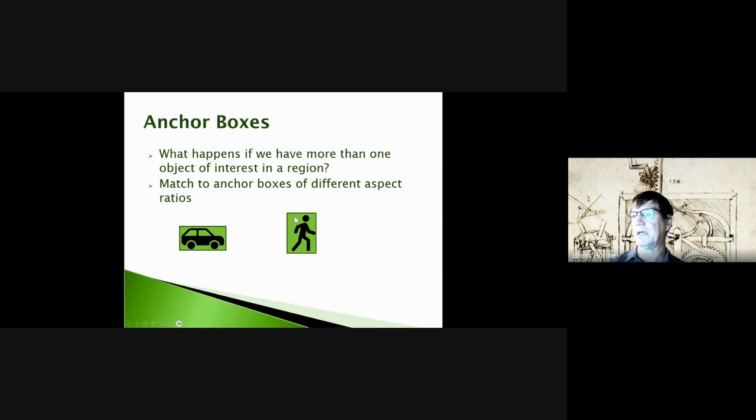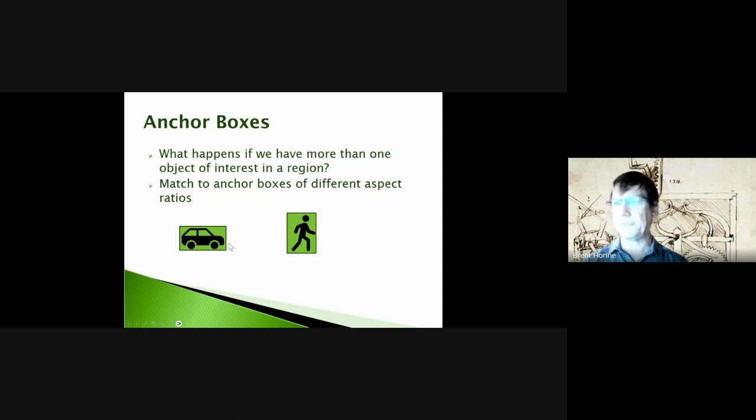Then we might have a pedestrian. They're going to have a more vertical type of anchor box. A stoplight might have one that's even narrower than that, but still kind of vertically oriented for a lot of stoplights. Some stoplights are horizontally mounted, so you would need some anchor boxes for that. Here I've got two examples, but maybe five might be useful.